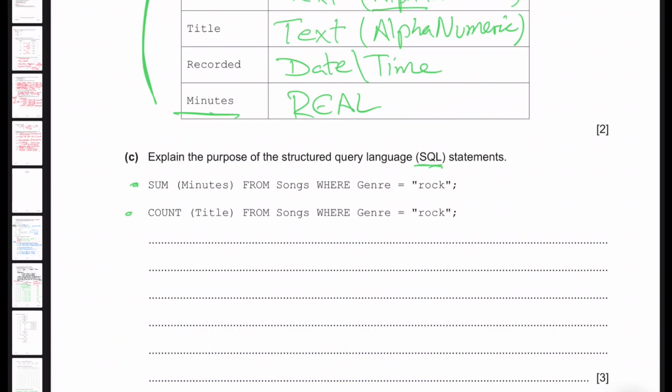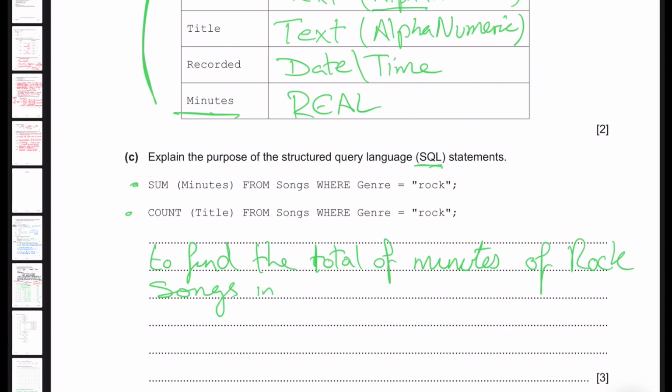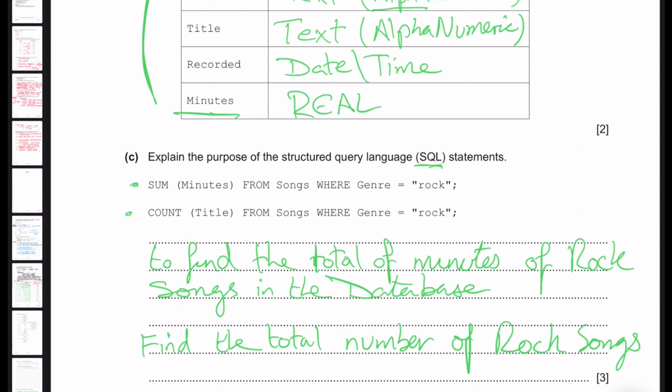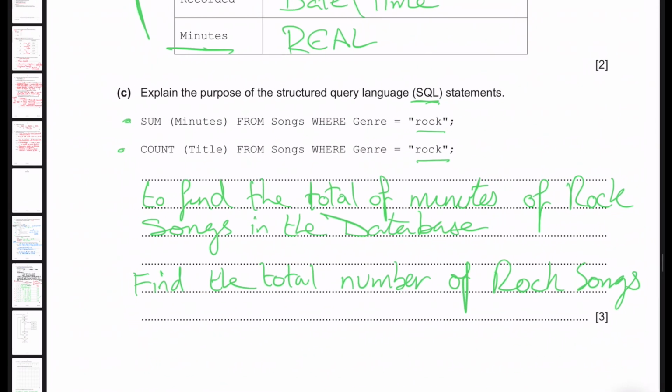So sum minutes. Basically, what we need is to find a total. Find the total of what? Total of minutes of rock songs in the database. So to find the total number of minutes of rock songs in the database. Okay, and then count title from songs where genre equals rock. Find the total number of rock songs. So yeah, to find the total number of minutes of rock songs in the database, and to find the total number of rock songs.